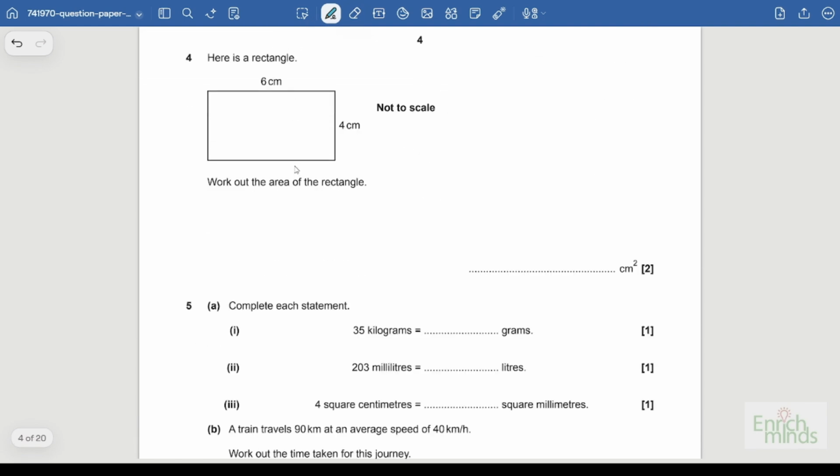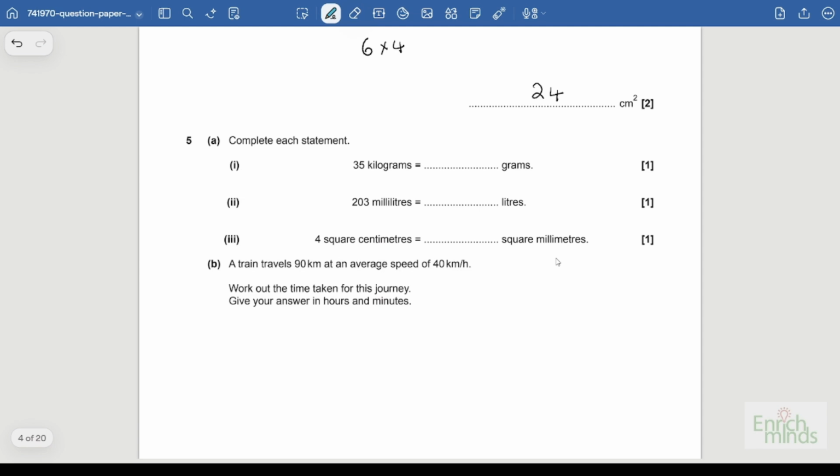Here is a rectangle. The length and the width are given. We have to find the area of the rectangle. Area is the length times width. 6 times 4 is 24 centimeters square.